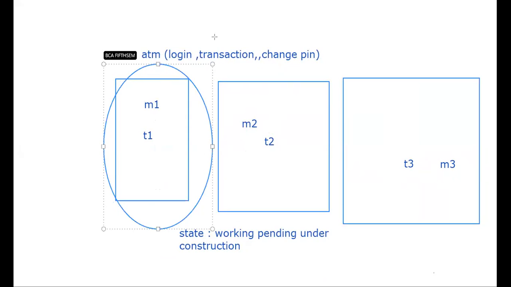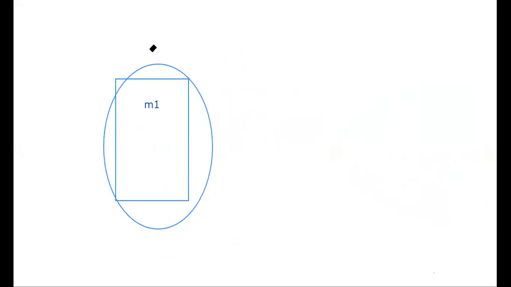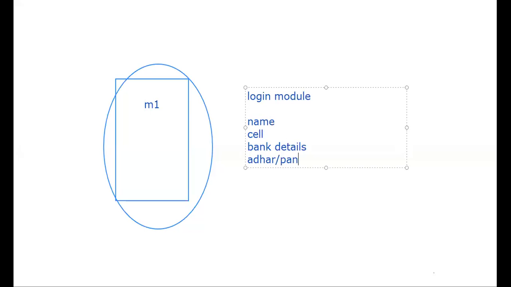Now let us take, for example, only the working of the login module. Suppose I want to develop a login module. What information do I need? I need the name of the customer, the cell number, the bank details, the Aadhaar or PAN details, a valid address, a signature, and a photo of the customer.